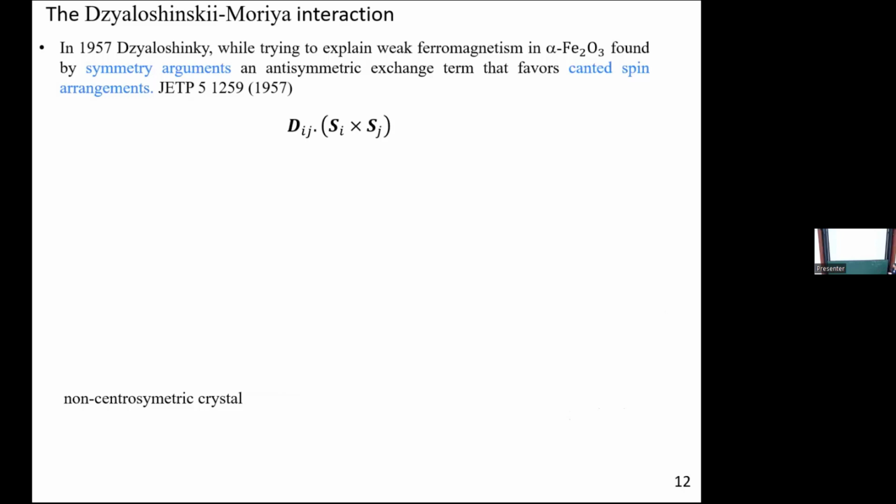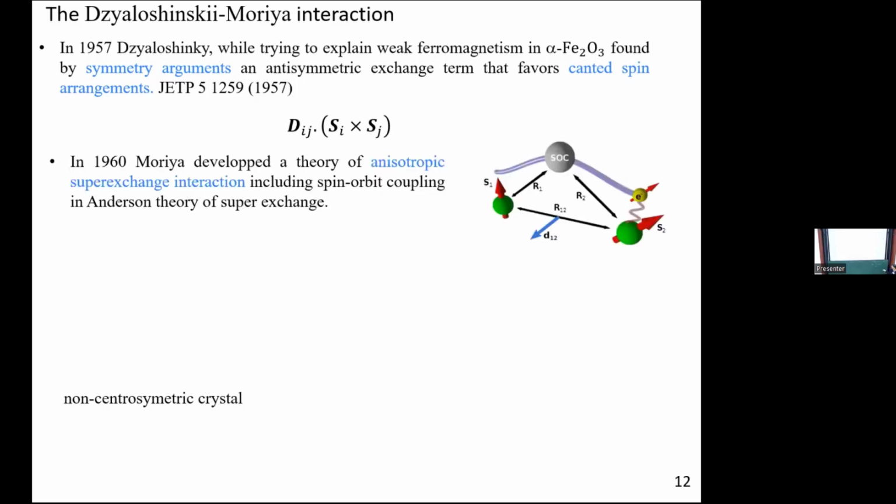In fact, Dzyaloshinskii was trying to explain why a very weak magnetization is measured in certain iron oxide compounds, despite the fact they are magnetic. And he just had the idea, it's a phenomenological introduction, just by symmetry argument, that if there would be such a term, then it would favor a canted arrangement of spins, and it could be an explanation. Later on, Moriya justified this assumption by developing what is called an anisotropic super-exchange interaction. Super-exchange interaction is an interaction between two magnetic atoms through a non-magnetic impurity or atom.